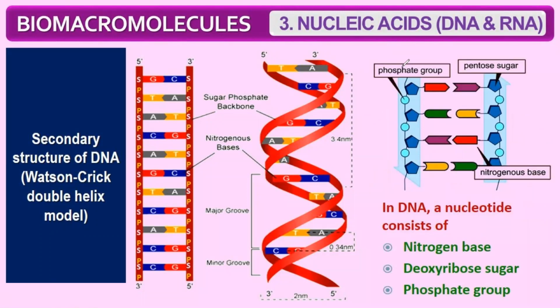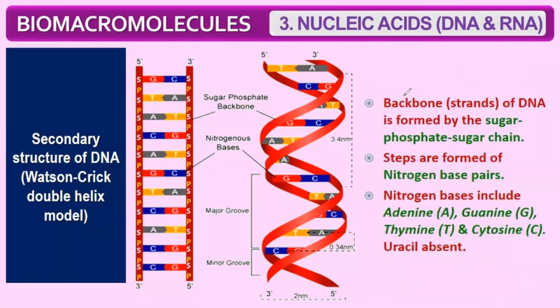In DNA, a nucleotide contains a nitrogen base, deoxyribose sugar, and phosphate group. So here you can see a nitrogen base, sugar, and phosphate group in it. The backbone of DNA is formed by the sugar-phosphate-sugar chain. Steps are formed of nitrogen base pairs.